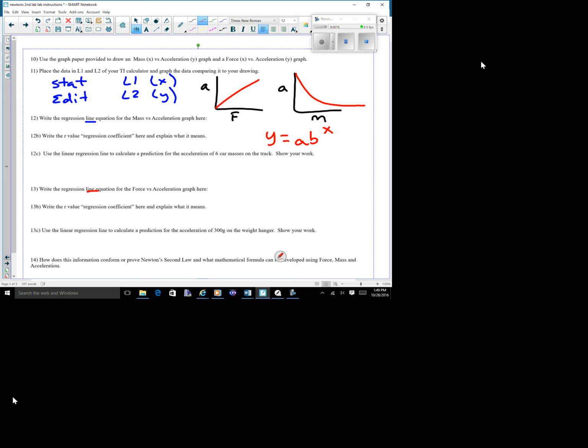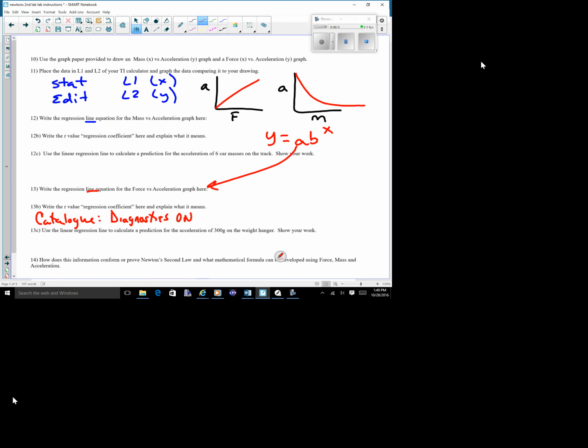Now this thing called the R value. If your calculator is not saying an R equals, I want you to go into the catalog. Let me rewrite that. There's a catalog button on your TI-84. And underneath catalog, you're going to go down to diagnostics and turn the diagnostics on. When you do that, you come back up here and do these equations, it'll say something like R equals 0.98.